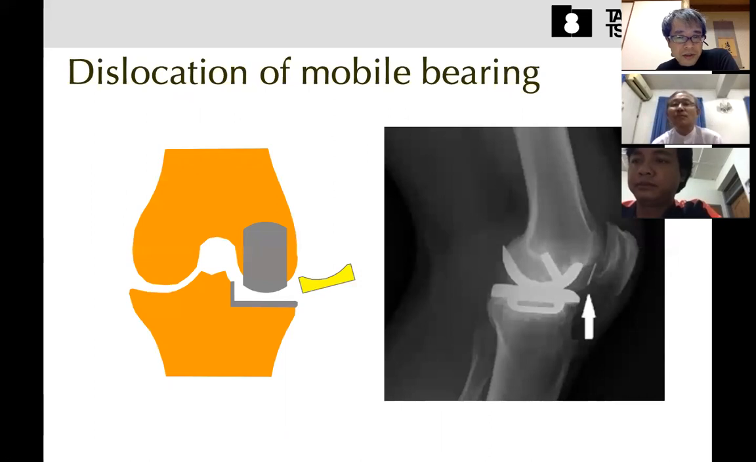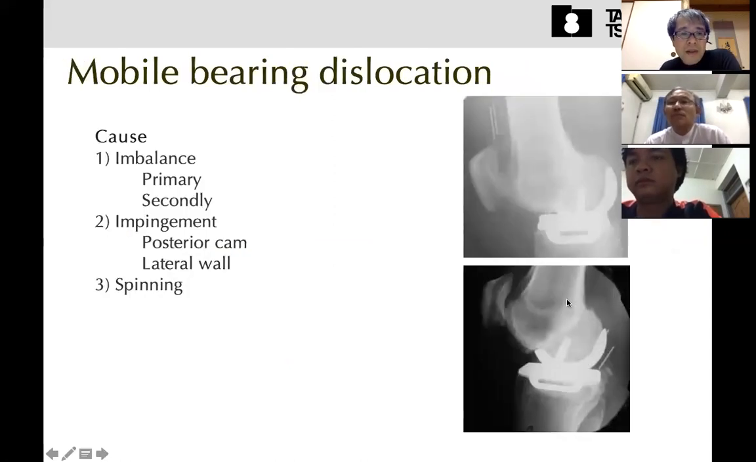But the most serious problem is dislocation. Sometimes the patient suddenly feels pain. On the X-ray, we can see the bearing because it has a tantalum marker, a dot and a bar, so we can easily recognize the dislocation. There are some causes of dislocation. One cause is imbalance, meaning the gap balance between flexion and extension.